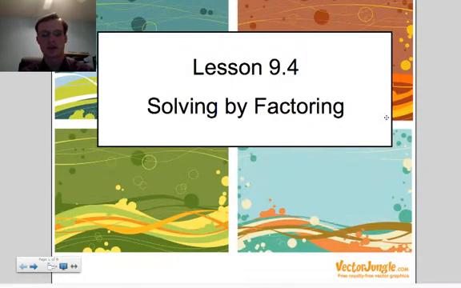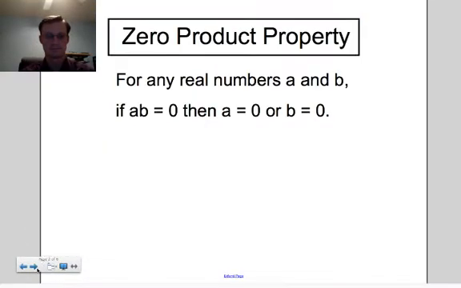Again, we're going to continue in our unit. We're going to solve by factoring today. So, the zero product property.